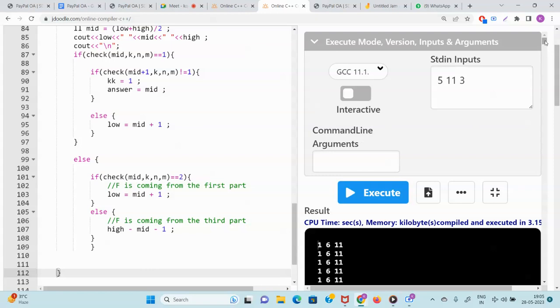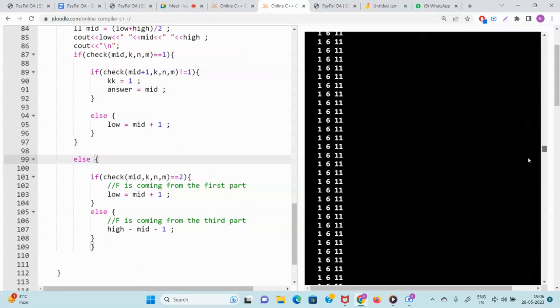So for 1 to 6, things are coming as 11. Let me check. Low is 1, mid is 6, and for 6, guys, the answer is false, right? So we will be coming in this case, I think. Then what happens is, I change the low. So why is this happening? Why is this coming so many infinite times? We need to fix it, guys.